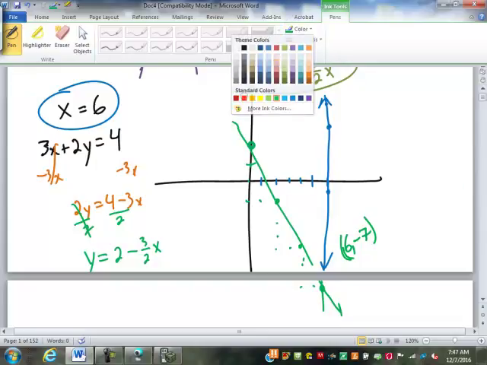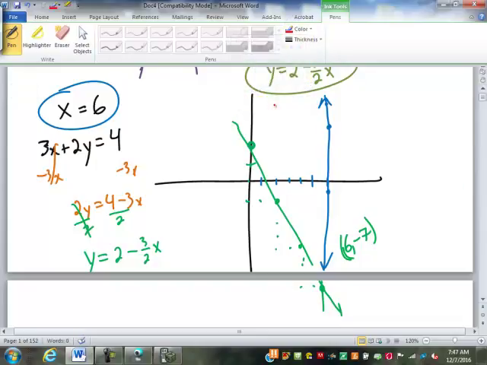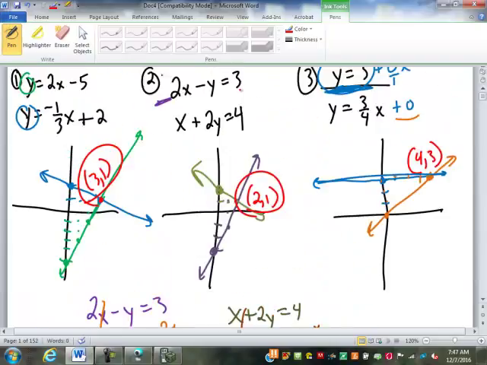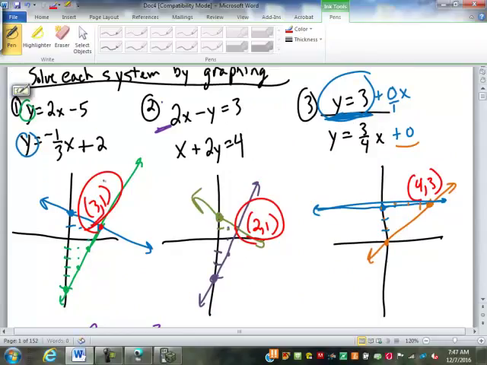Now, one thing we should do with these, because graphing can be a little sloppy, we should always go back and test. We said 3, 1 is the solution here. Well, if x is 3, is y 1? Well, 2 times 3 is 6, minus 5 does give us 1. And if x is 3, -1/3 times 3 is -1, plus 2 is 1. So that one works.